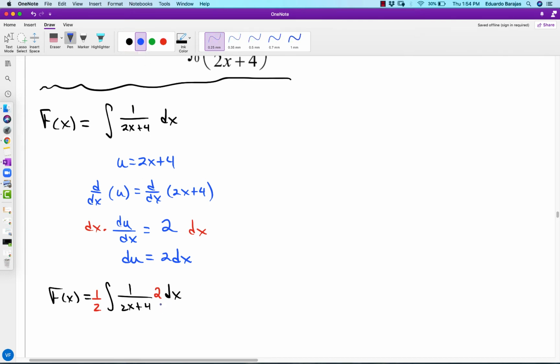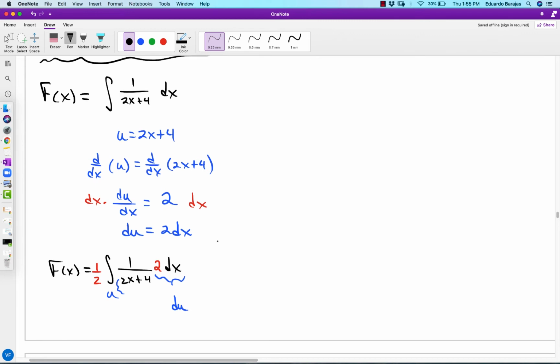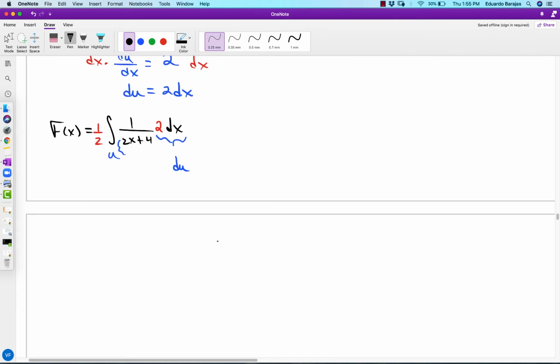Okay, so now I'm ready to substitute. This part here, all of it, including the 2, becomes my du. And then in the denominator, I end up getting a u. So my new function becomes, so this then becomes equal to 1/2 integral of 1 over u du.